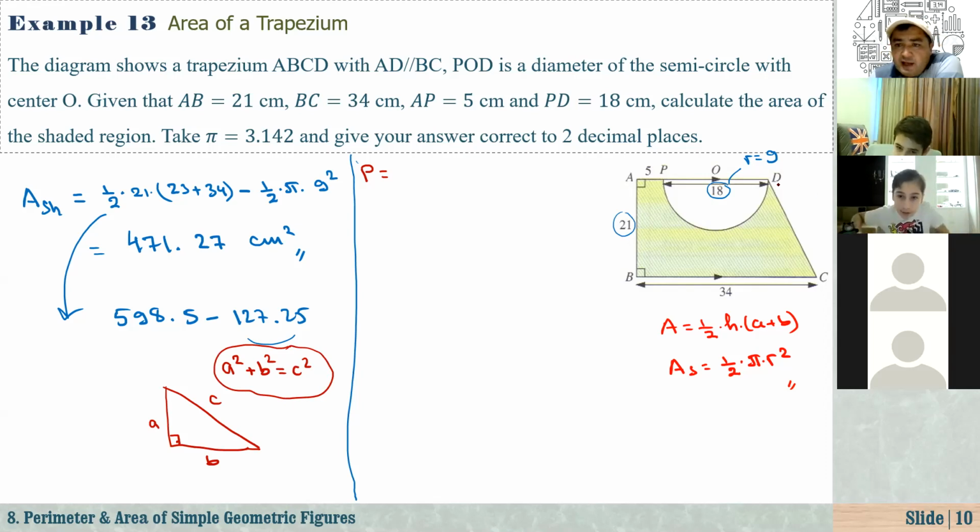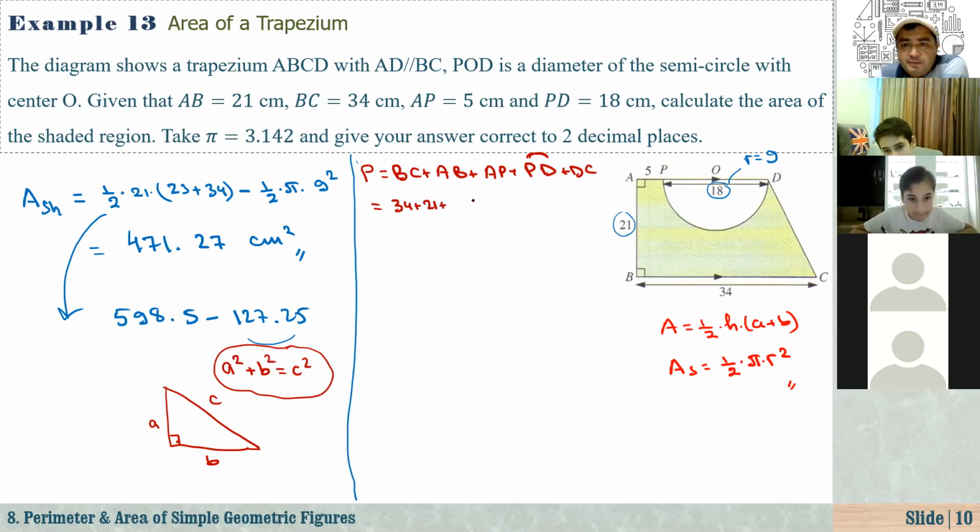Yes, can we solve here? To find this one, I need to find BC plus AB plus AP plus PD, which is a semicircle, plus DC, right? I know BC, it is 34. We know AB, 21. AP, it is 5. And how about the semicircle? The length of semicircle is pi r. So that's just equal to pi. What is R? It is 9.